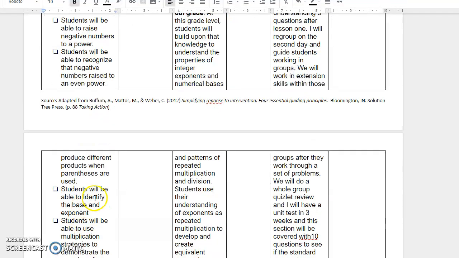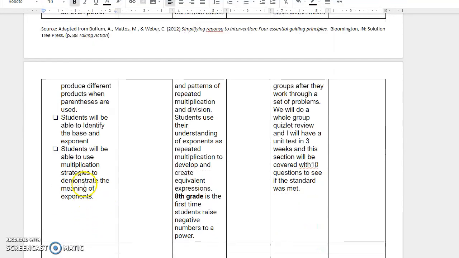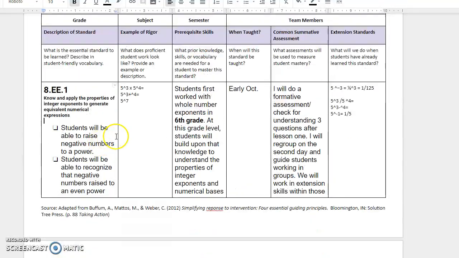Students will be able to identify the base and exponent. That's a skill that I know they must know in order to get through this standard. And lastly, I had students will be able to use multiplication strategies to demonstrate the meanings of exponents. So when 2 exponents are multiplied together, what does that mean to that formula? So those are 4 areas. I know there's probably more skills, I can statements I could grab from that standard, but those were the 4 I came up with last night when I was looking at this standard.